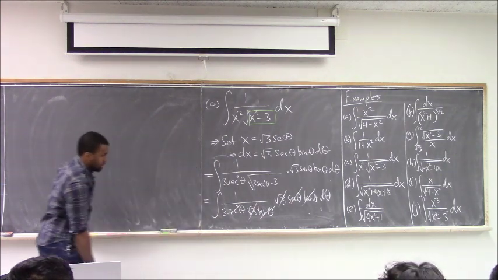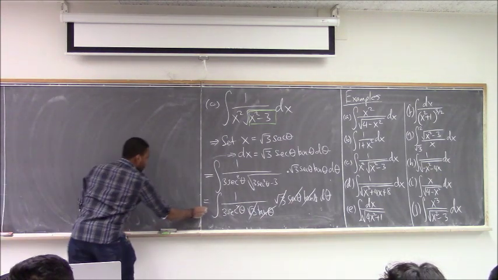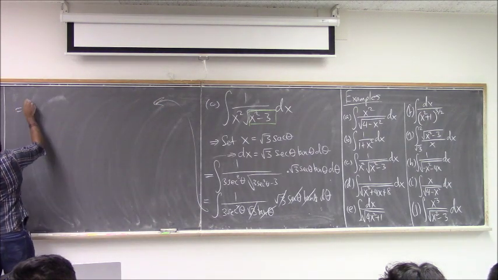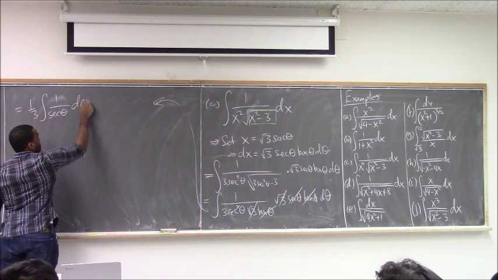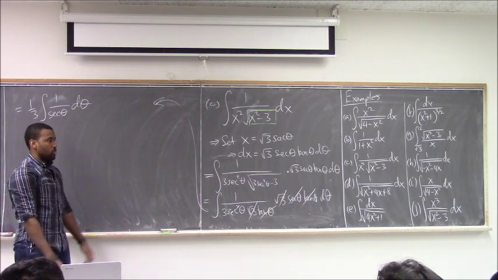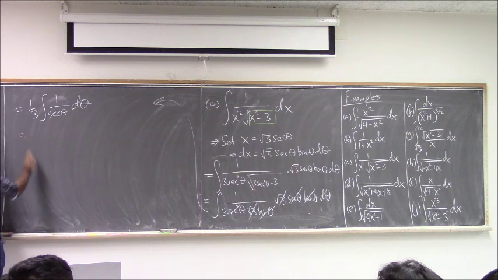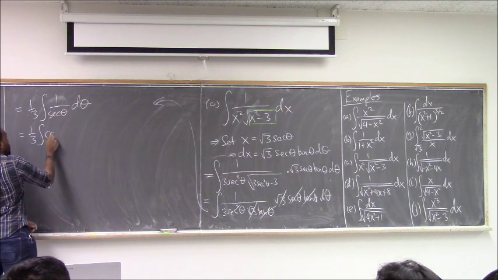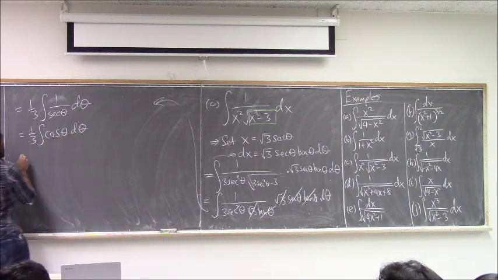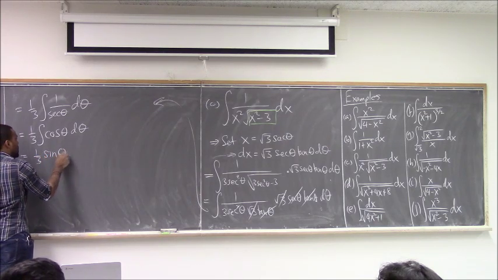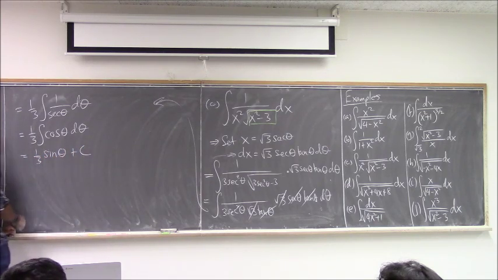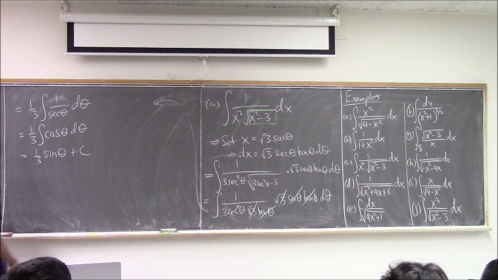So ultimately, we're continuing over here. This is going to be 1/3 1 over secant. How do you deal with 1 over secant? It's cosine. How do you deal with integral of cosine? That's just sine. How do I get that back to x's? Do that triangle thing.